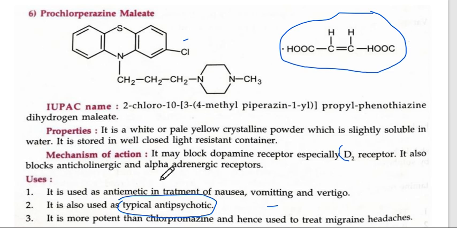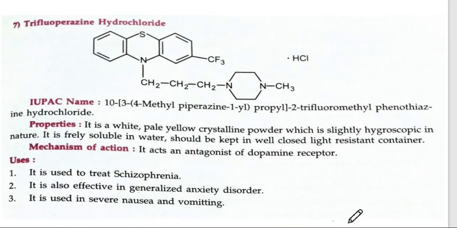Of all the drugs seen so far, everything was the same, but here you have two extra points, that is, it is used as a treatment of vertigo and migraine headaches. Let's see about trifluoperazine hydrochloride. You can just notice the difference. Here you have CF3, the rest is the same structure.